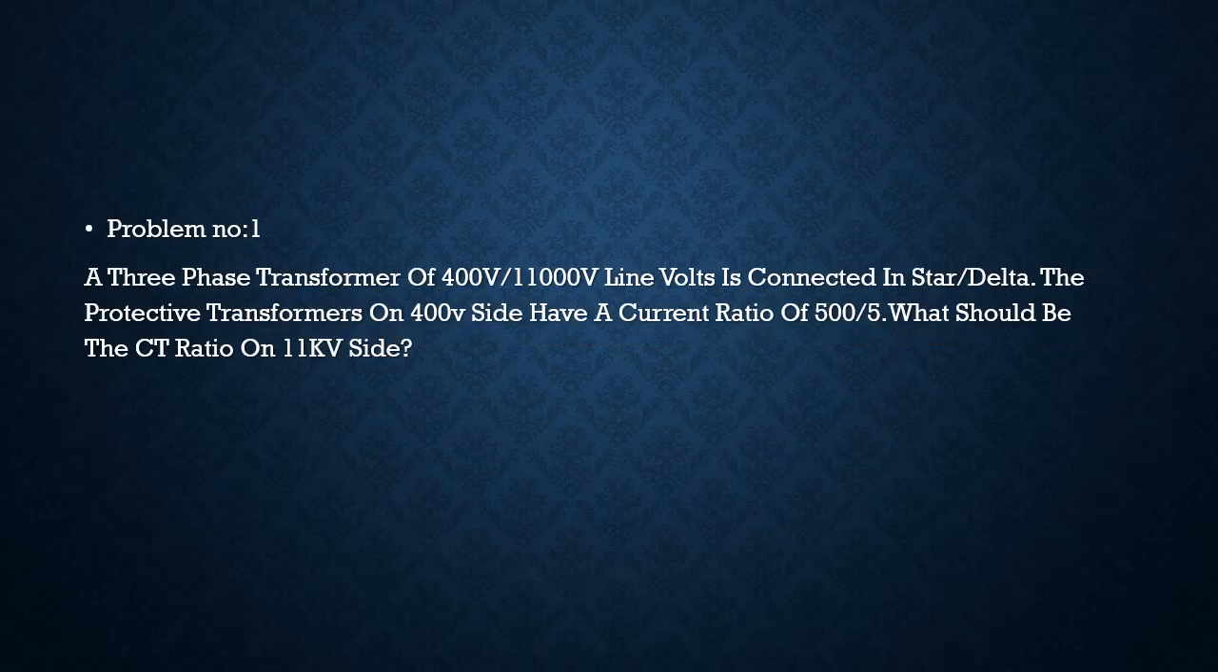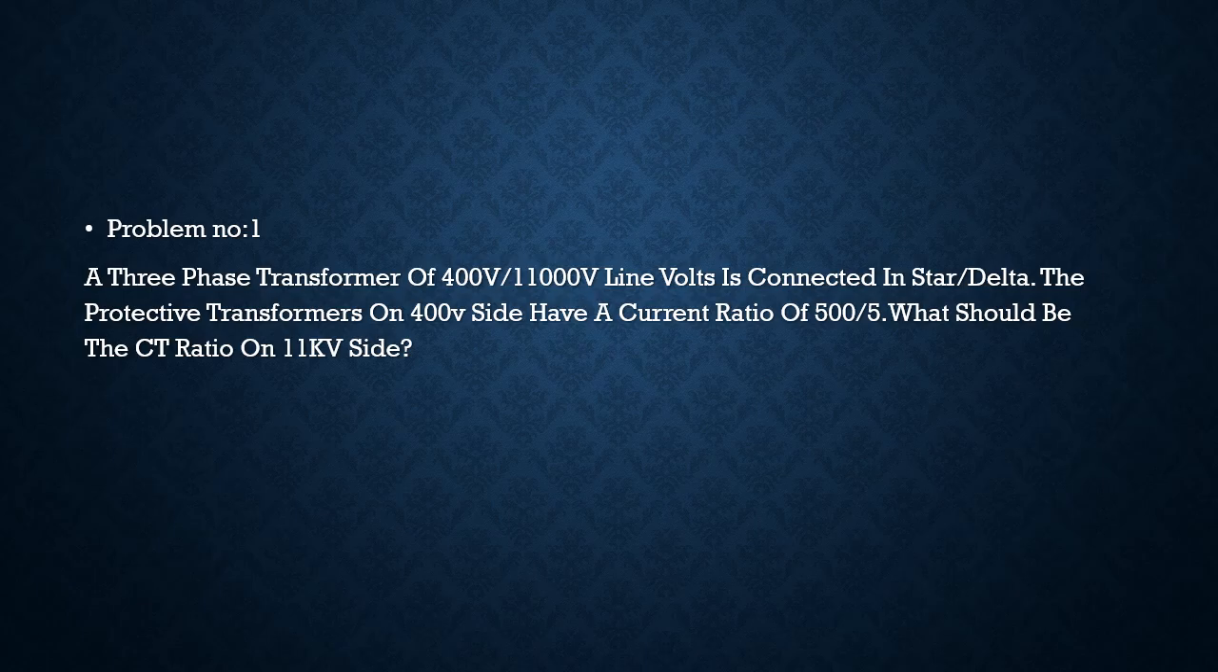Okay, now we will do one problem on this topic. I am reading the problem here. A three-phase transformer of 400 volts by 11,000 volts is connected in star delta. The protective transformers on the 400 volt side have a current ratio of 500 by 5. What should be the CT ratio on the 11 kV side?